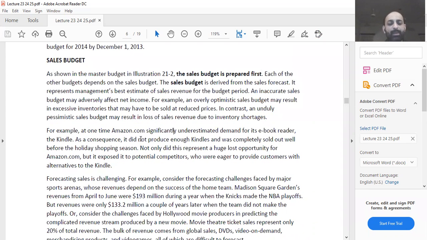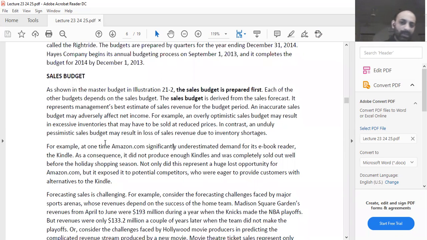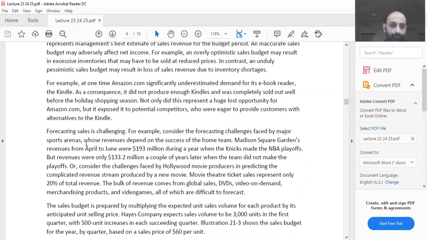For example, at one time, Amazon.com significantly underestimated demand for its ebook reader, the Kindle. As a consequence, it did not produce enough Kindles and was completely sold out well before the holiday shopping season. Not only did this represent a huge lost opportunity for Amazon, but it exposed it to potential competitors who were eager to provide customers with alternatives to the Kindle. So this gives you an idea that it is very important that you should not underestimate, and you should also not overestimate your sales figure for the next financial period.